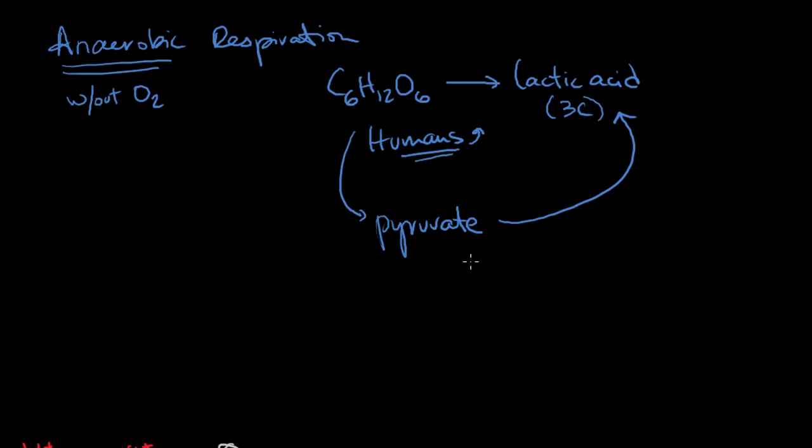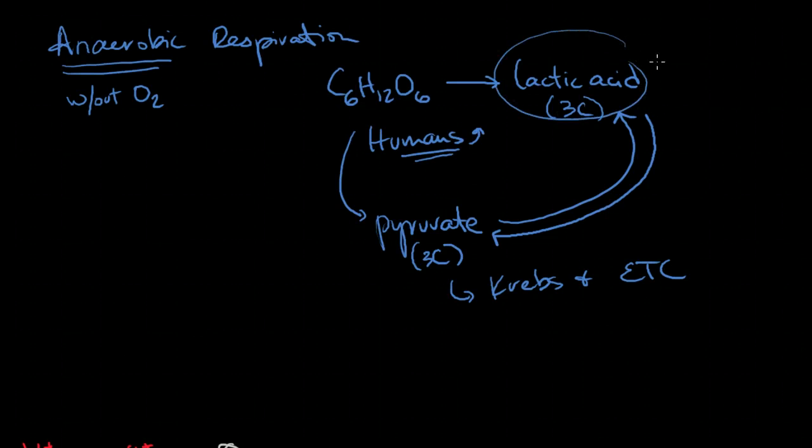So this bottom part is a more complete process. And when you have oxygen, this lactic acid gets converted back to pyruvate. Remember, it's also a 3-carbon sugar. And then the pyruvate goes through Krebs and so on. So lactic acid is kind of like a storage of the carbons until your body can process them. But that's not the case for all organisms.